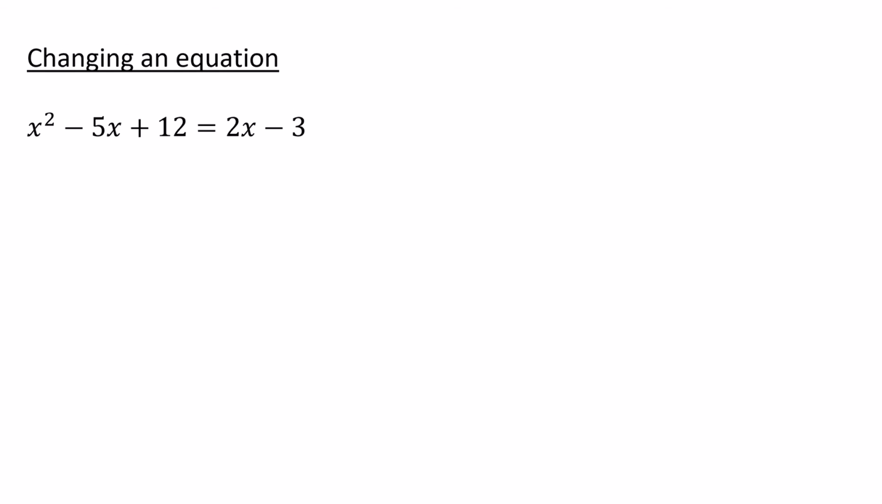Now I want to show you that sometimes you can change the equation or change how it looks, but it actually will give exactly the same solutions. You haven't actually changed the value of the equation. So here I've got 2 graphs that are equal. You've got y equals x squared minus 5x plus 12, and you've got y equals 2x minus 3, and I've made them equal because they both equal y.